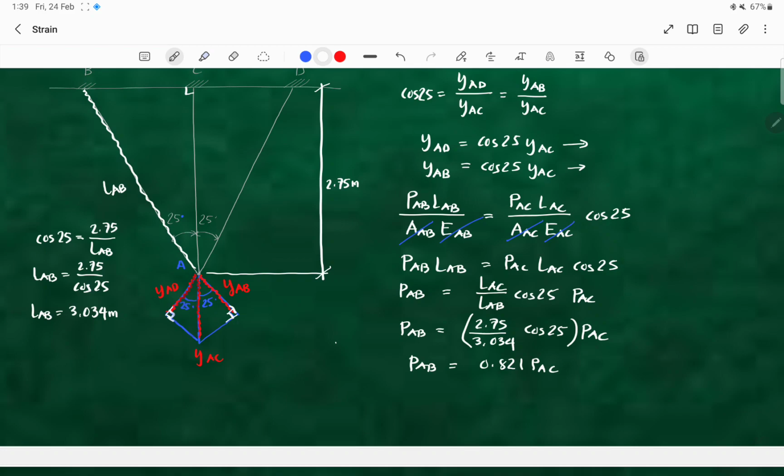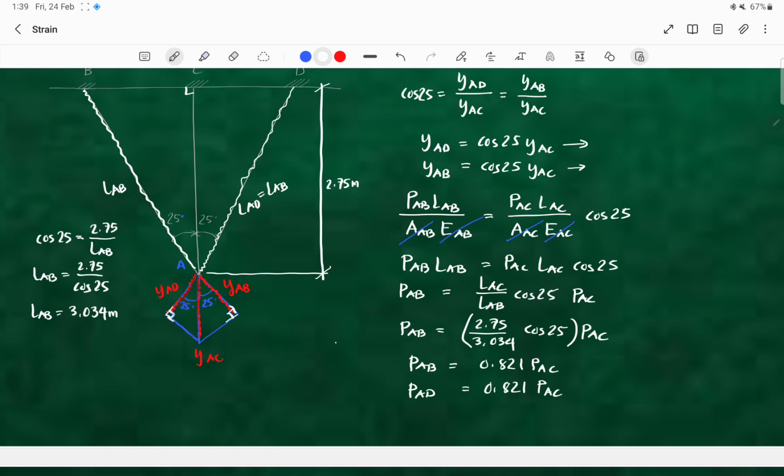So for dito naman na part, yan. So the same, no? Kasi yung length ni EB, yung ito. Yan. So, yung length ni AD is also equivalent sa length ni AB. So, pareho lang, no? So, bali yung force AD din is equivalent to 0.821 force EC.